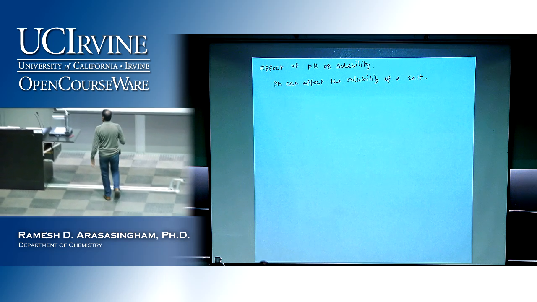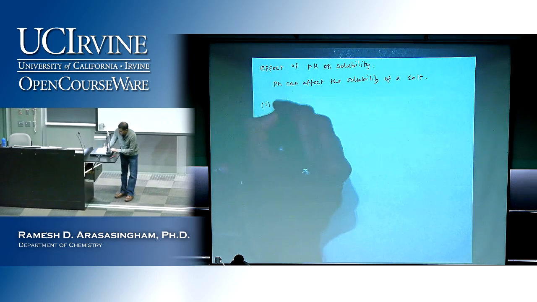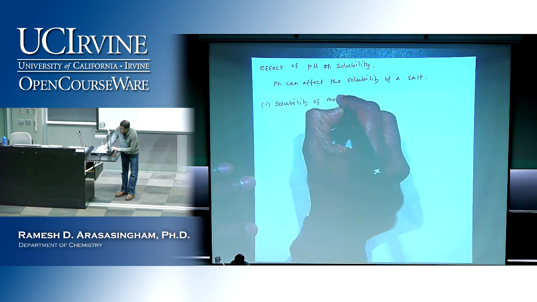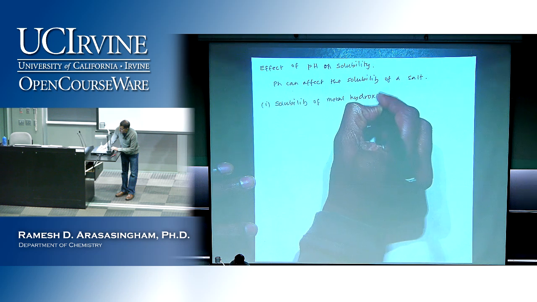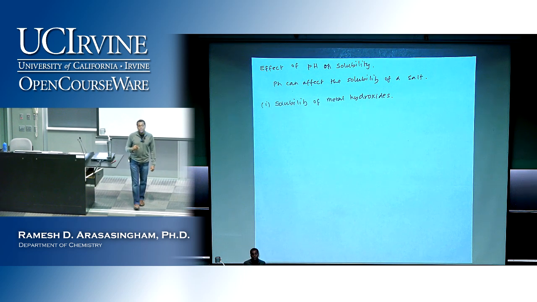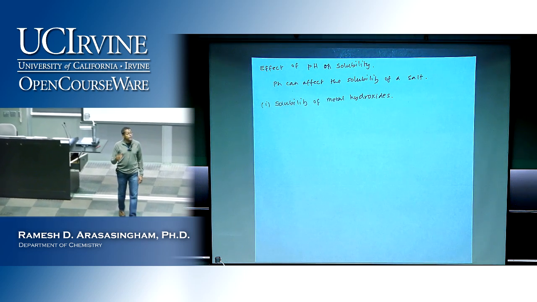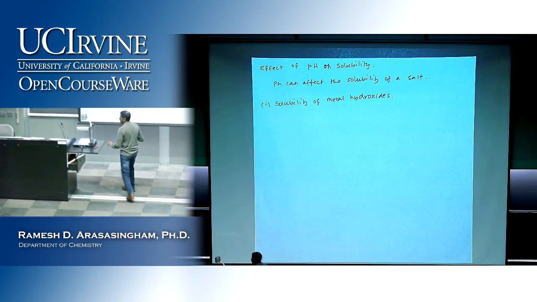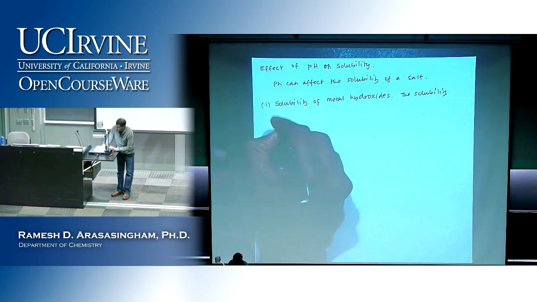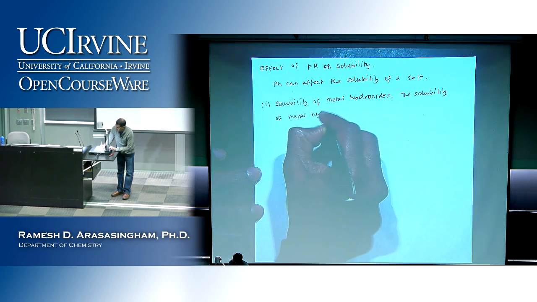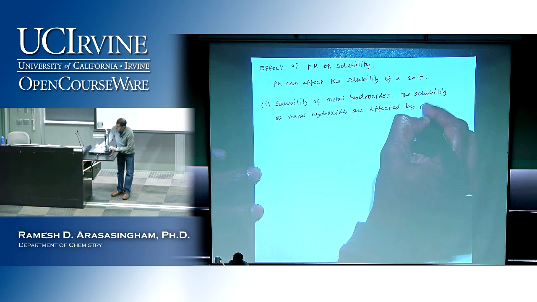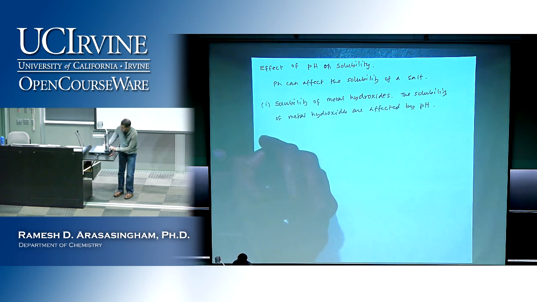The first class of compounds we're going to look at is the solubility of metal hydroxides. All right, it turns out the solubility of metal hydroxides is affected by pH. So let's take an example.